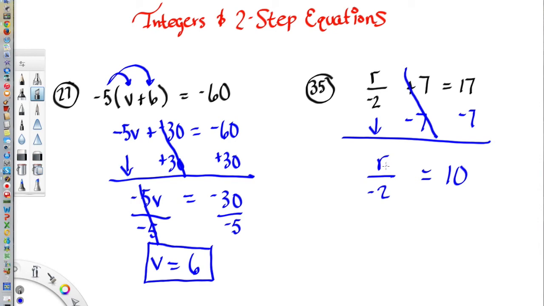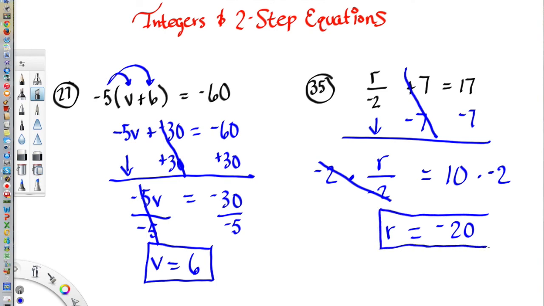Okay, we want to isolate the variable. What's happening to the variable? It's being divided by a -2. What's the opposite of dividing something by -2? Multiplying it by a -2. And what I do to one side, I do to the other. Okay, so the -2's cancel each other out. I'm left with r is equal to 10 times a -2, which will be a -20. R is equal to a -20.